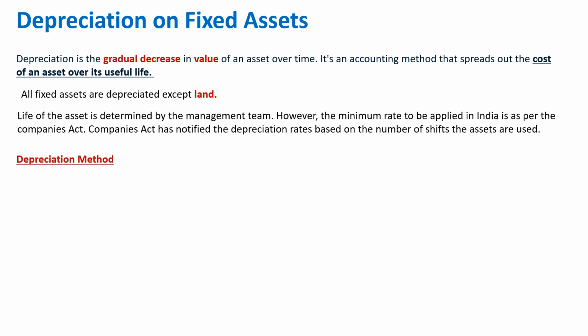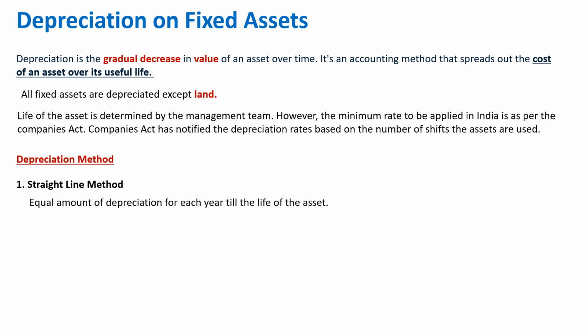Now, what are the depreciation methods? There are many depreciation methods, but the commonly used one in the industry is the straight line method. Equal amount of depreciation for each year till the life of the asset. Generally, the formula is very clear: asset cost less residual value divided by number of years. Residual value means, after 5 years, if you sell that asset in the second hand market, what is the amount you're going to get? It is very minimal, and very rarely have I seen any company use that. They take the asset cost and charge the depreciation.